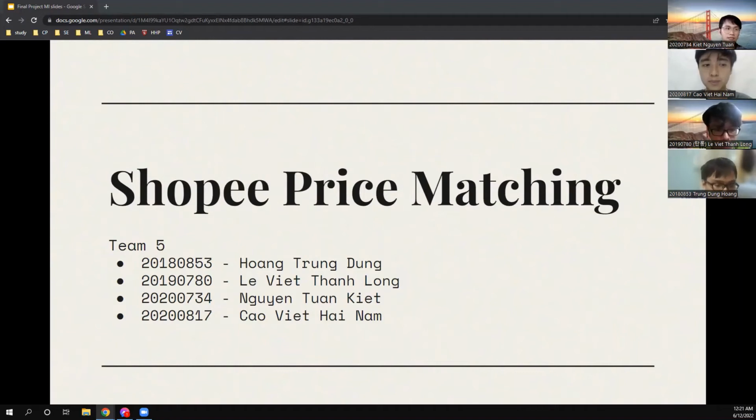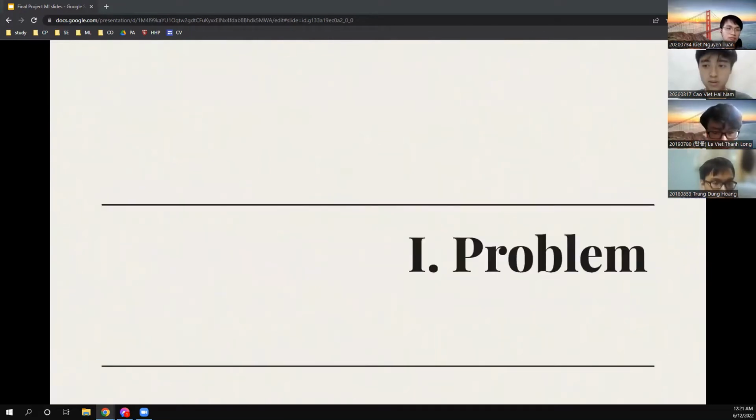Hello everyone, we're Team 5 and we're going to present our final project for machine learning, which is Shopee price matching. So first, let's take a look at the problem.